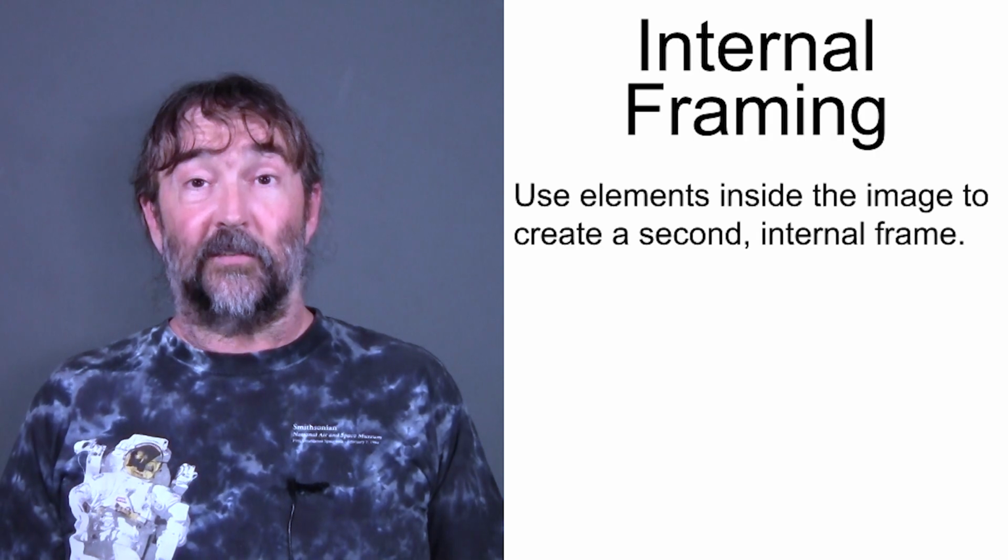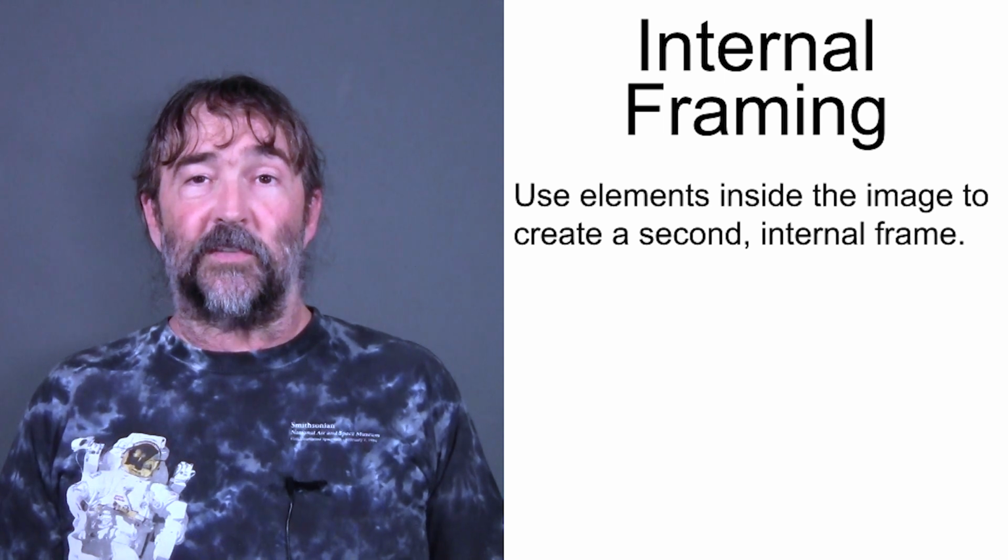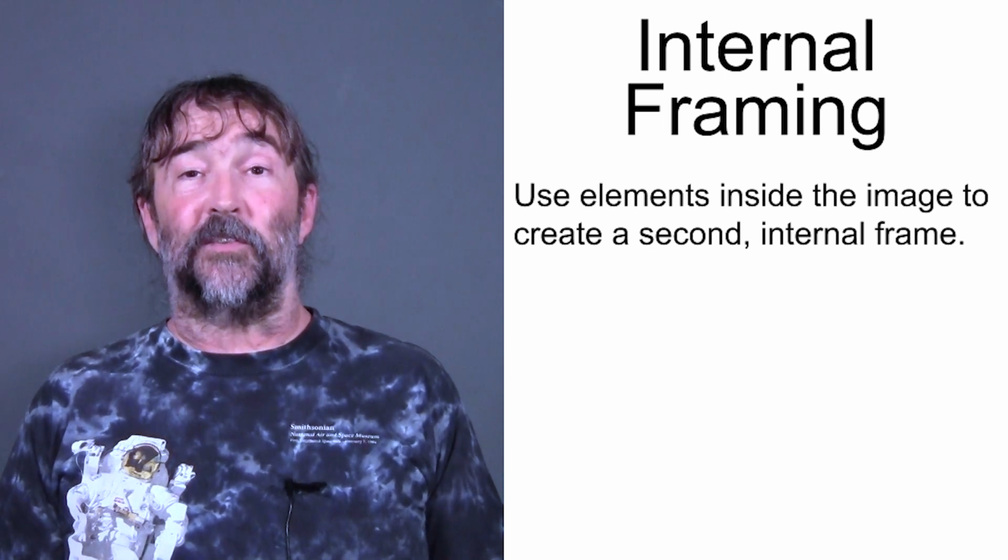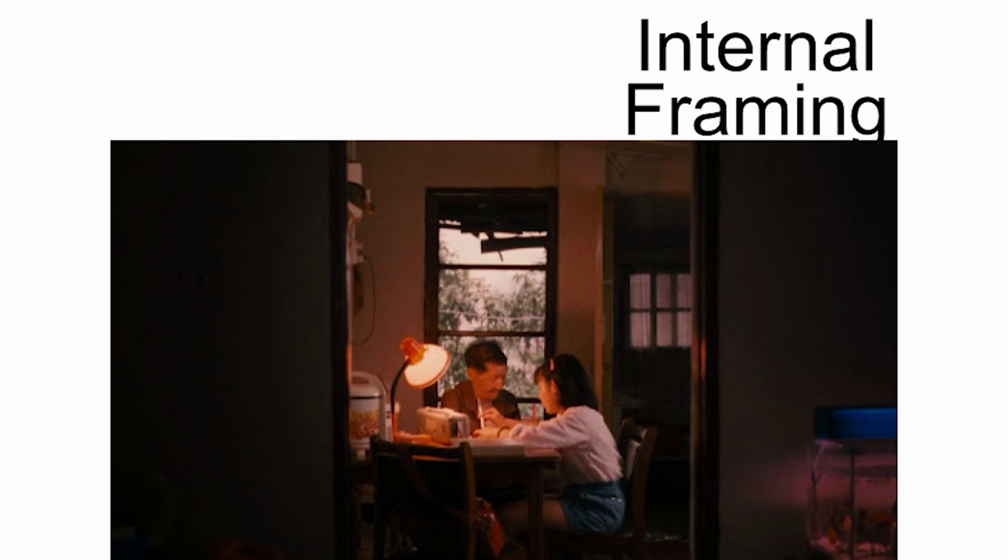The idea of internal framing is that you can use components inside the image to further isolate parts of the image. Here, the two people at the table are somewhat isolated by the fact that there's empty wall to either side of them. We're looking through a doorway or an archway there. And a little bit more so, the one in the center is secondarily framed by the window behind her.